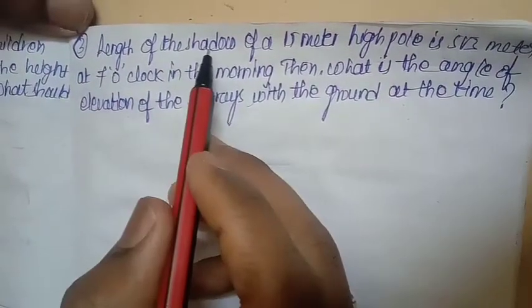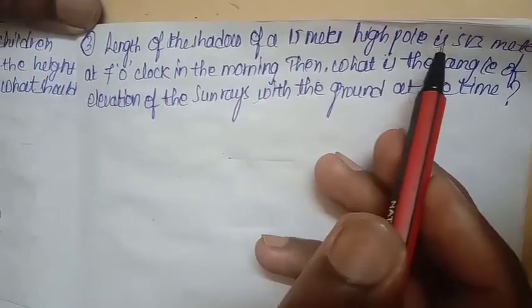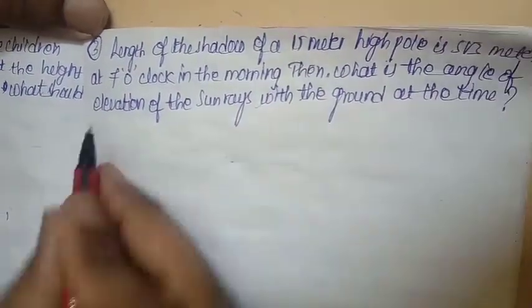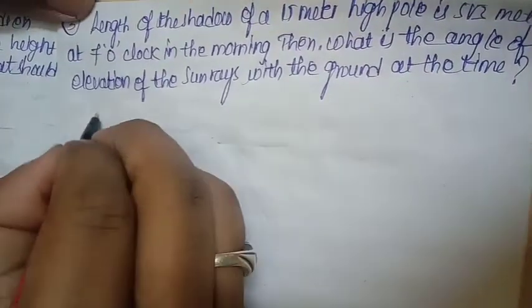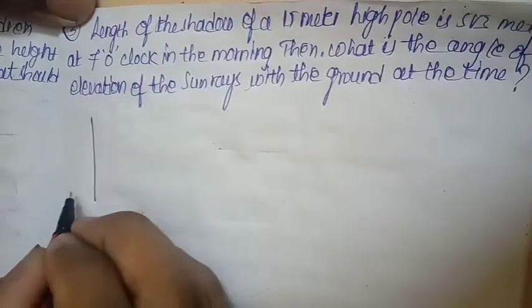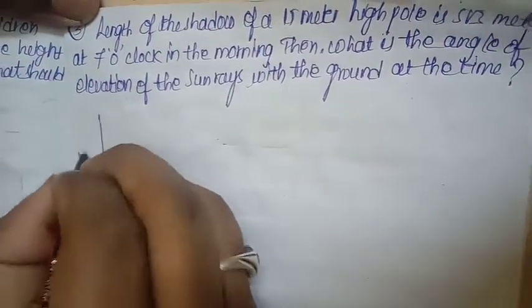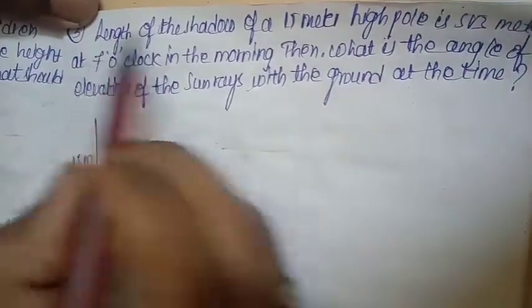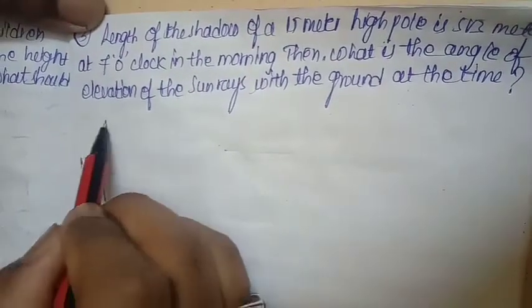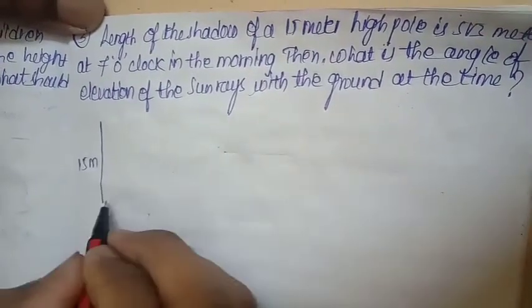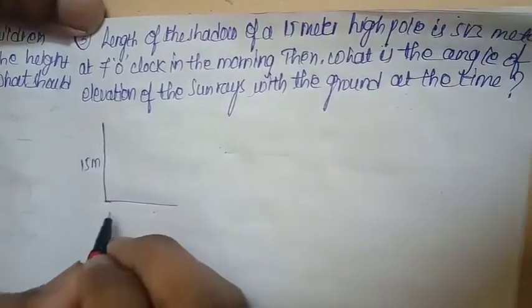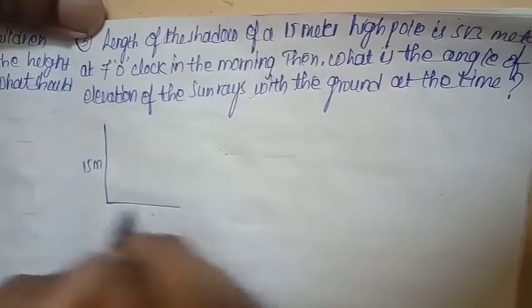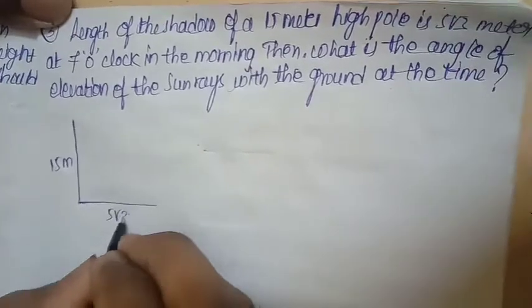Next, we will discuss the third problem. The length of a shadow of a 15 meter height pole is 5 root 3 meters. First we write the pole, and this pole is 15 meters. The length of its shadow is 5 root 3. If the pole is here, the shadow will be on the floor, 5 root 3 meters.